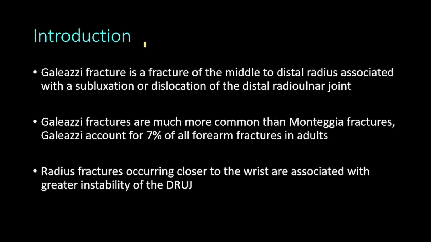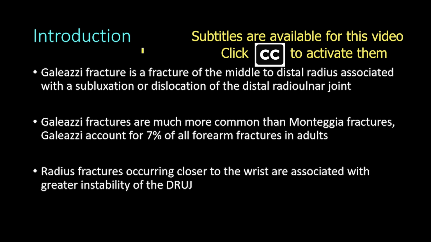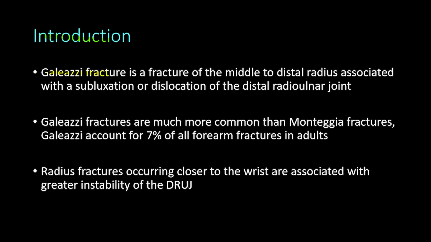So, in our talk about the Galeazzi fracture dislocation, we will start with an introduction. A Galeazzi fracture is a fracture of the middle to distal radius, and it is associated with a subluxation or dislocation of the distal radioulnar joint. So, it is a radius fracture with a distal radioulnar joint injury.